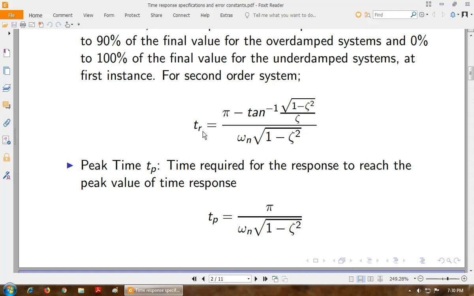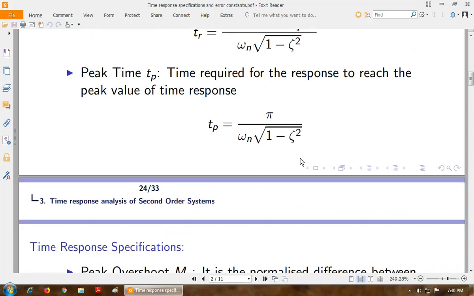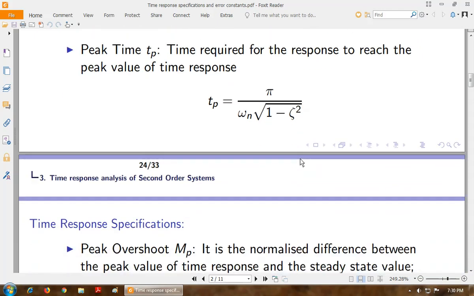When we are not satisfied, just mention this value and accordingly find out the zeta, and that should definitely give us the satisfactory result. So the next parameter after the rise time is the peak time, called Tp.